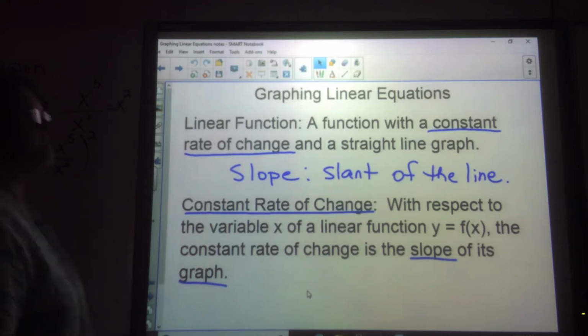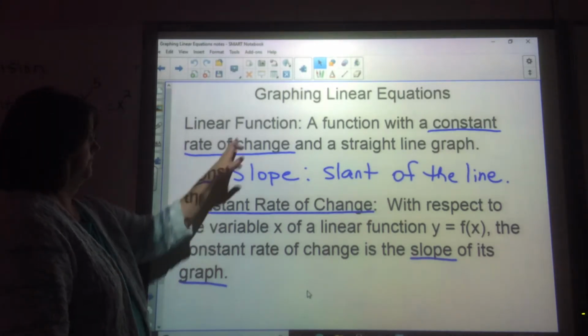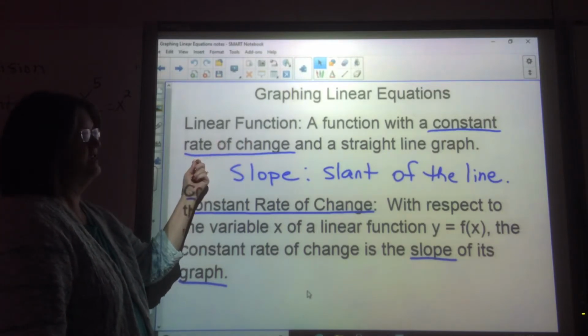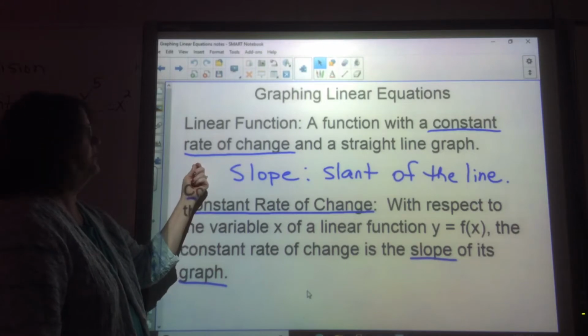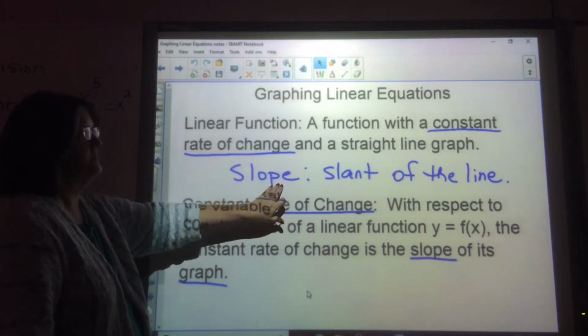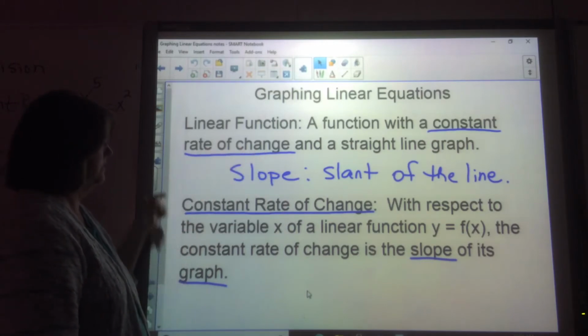Okay, we're still graphing linear equations, and today we're going to graph them in slope-intercept form. A linear function is a function with a constant rate of change, and that's called a slope as well. And it has a straight line graph. So the slope is the slant of the line, and that's the constant rate of change. It's just how it goes.